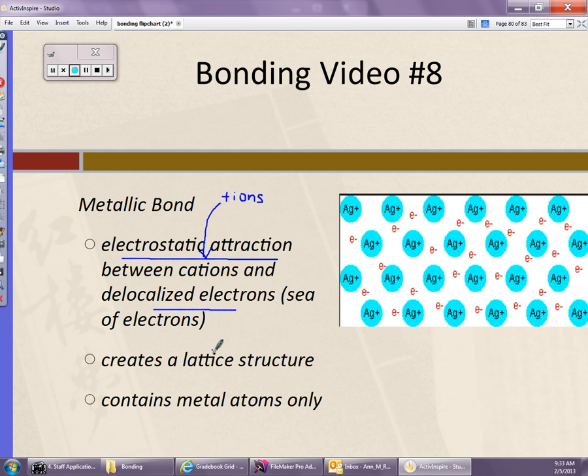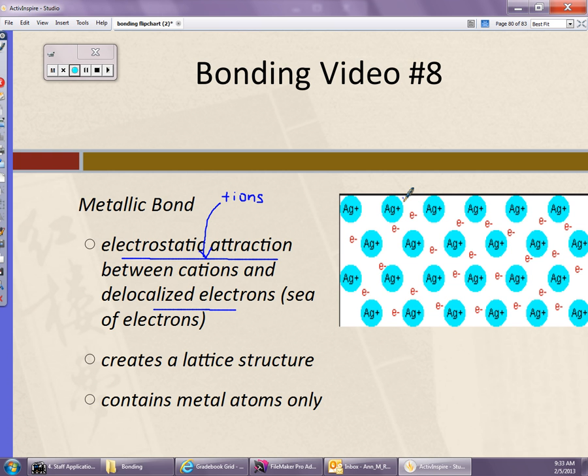When it's done, it's going to create a lattice structure similar to the ionic compounds, and it's going to have metal atoms only. The reason why is the negative charge will not be another ion from another atom. It will be the electron.